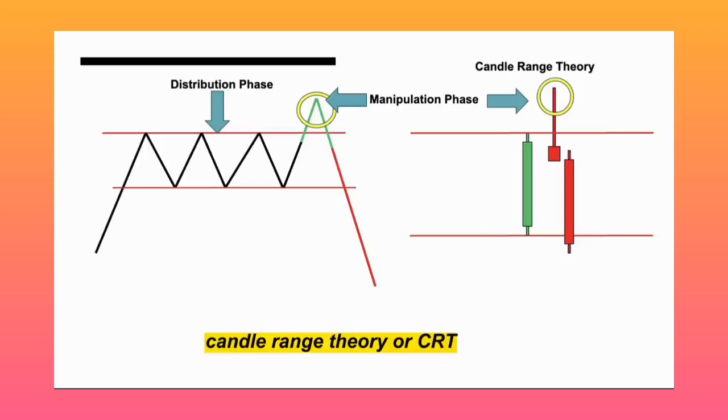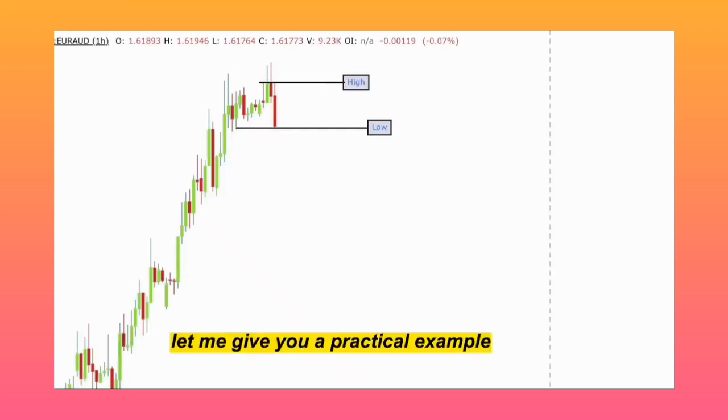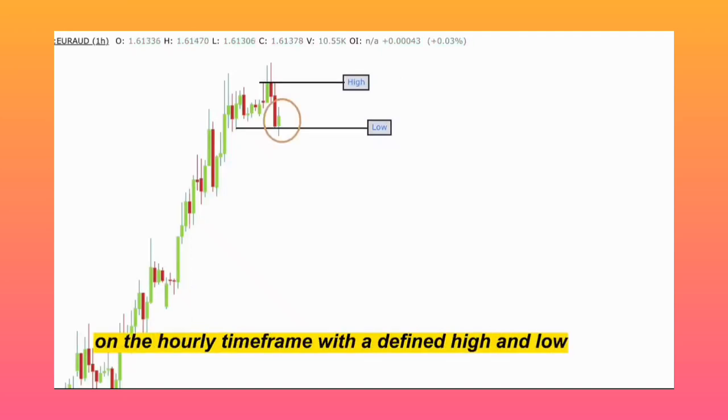Candle range theory, or CRT, helps us recognize this setup by focusing on price action near the high of the candle range. If the price wicks above the high and then reverses, it's a clear sign that smart money is distributing their positions. Let me give you a practical example to understand how you can predict smart money behavior before they even act. Look at this candle on the hourly time frame with a defined high and low.